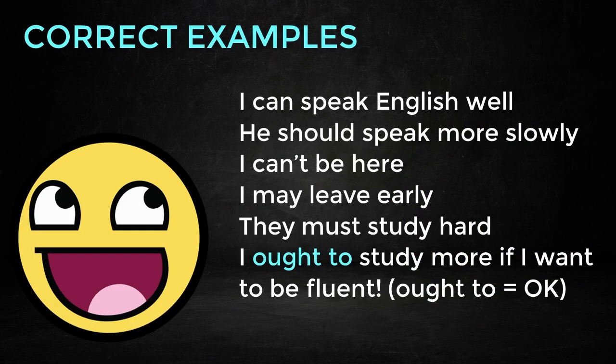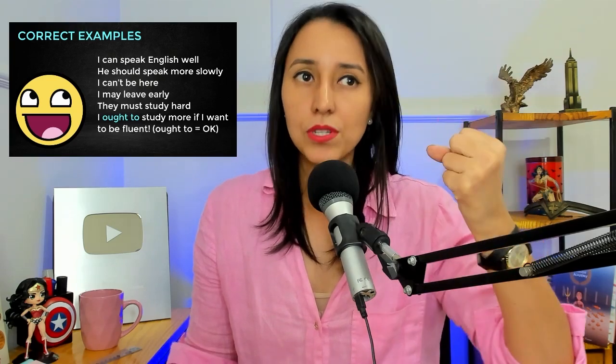So the correct examples would be, I can speak English well. He should speak more slowly. I can't be here. I may leave early. They must study hard. I ought to study more. Oh, I ought to study more. Then it's fine, okay? And then if I use dare, then I may need the preposition to.